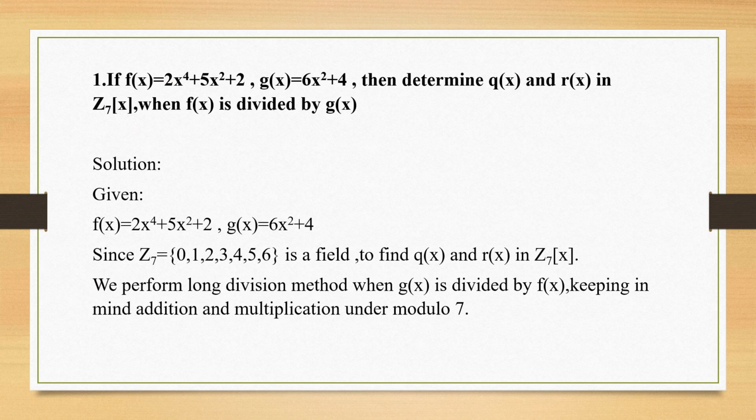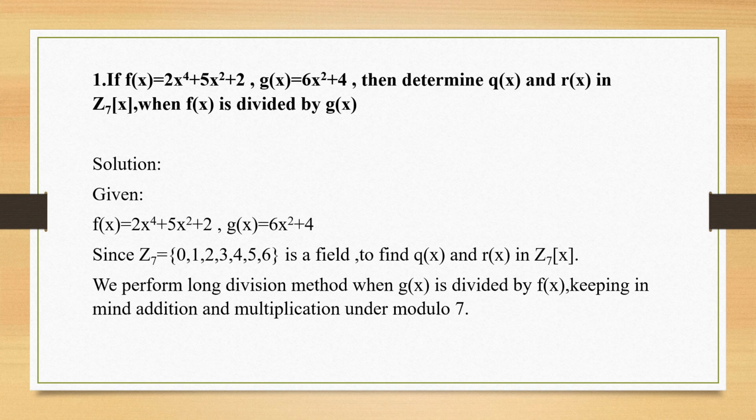So the first problem: if f of x is equal to 2x power 4 plus 5x square plus 2 and g of x is equal to 6x square plus 4, then determine q of x and r of x in Z7 of x when f of x is divided by g of x. As you know, the higher degree polynomial has to be kept as your dividend and the lower degree polynomial as your divisor, and you should continue the division until you get the remainder as 0 or of degree less than that of your divisor.